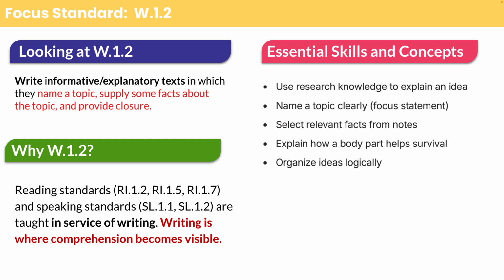W1.2 is the instructional anchor for this stretch of the unit. It defines what success looks like at the end of Unit 2. Rather than teaching this standard in isolation, EL builds it intentionally through reading, research, discussion, and writing tasks across multiple lessons. Notice the essential skills listed on the slide. Students are not just writing sentences, they are using research knowledge to explain an idea, selecting relevant facts, and organizing those ideas logically. This is where reading and speaking standards come into play. RI and SL standards are taught in service of writing, because writing is where student understanding and comprehension becomes visible.